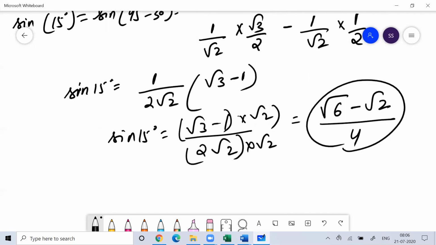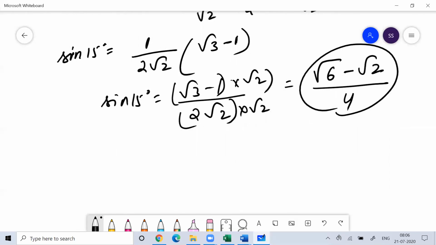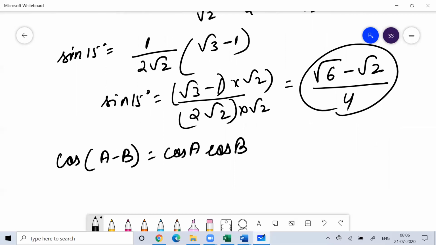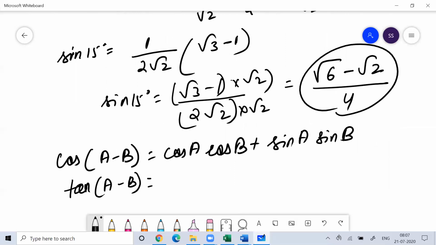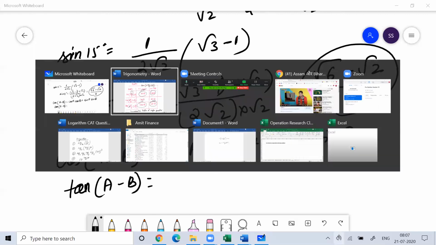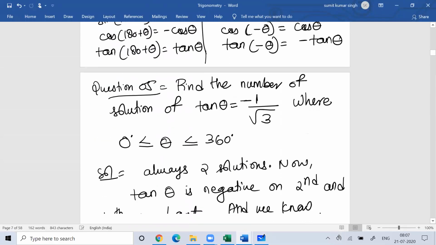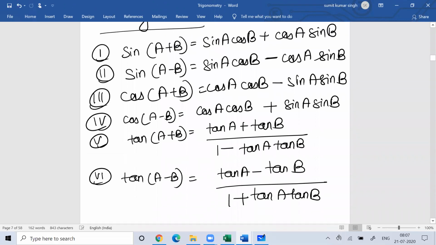So these conversions are very easy. Like if I ask you what is cos 15 degree, you can write it that way. Cos A minus B means cos A cos B plus sine A sine B. It's just like the opposite: this time you put cos and sine together with the same sign. So all these formulas are there which we need to remember.